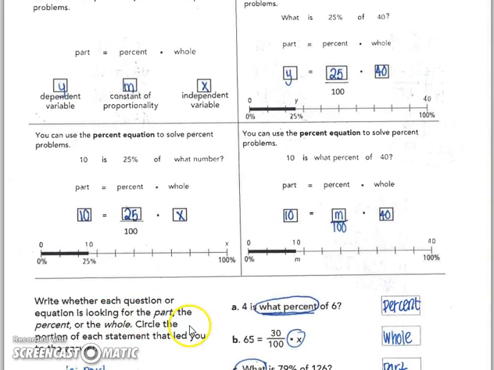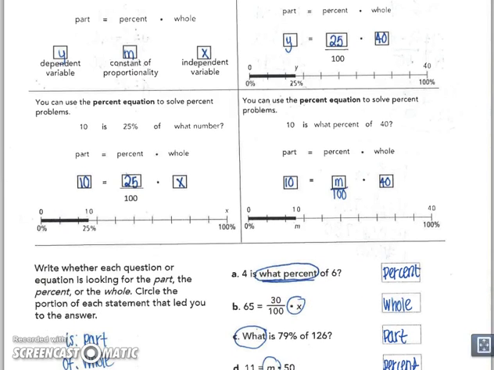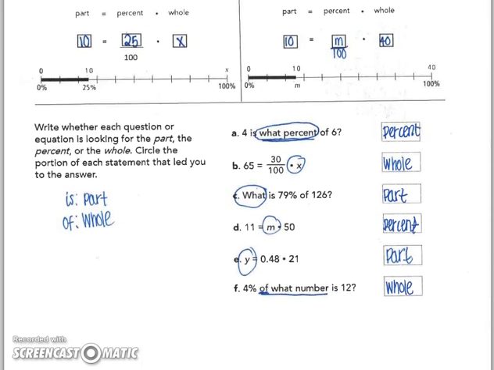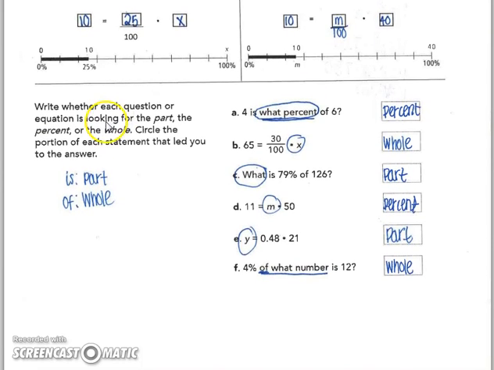Next, we're going to be looking at identifying different parts of our percent equation and what part we're trying to find. So this says, write whether each question or equation is looking for the part, the percent, or the whole. Circle the portion of each statement that led you to the answer. So our first example says 4 is what percent of 6?